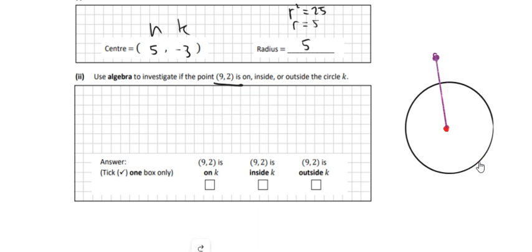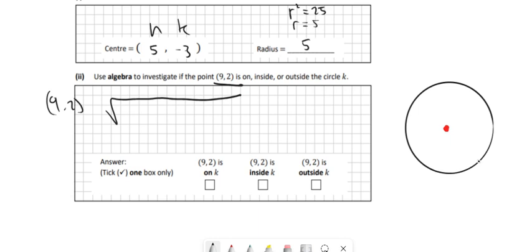And then if a point is on the circle though, well the distance between the center and the point now has to be equal to the radius. So the radius and the distance between those 2 points has to be equal. So all we have to do is just find the distance between the points and then compare it to the radius. So our points are 9, 2 and the center, which was 5, minus 3.